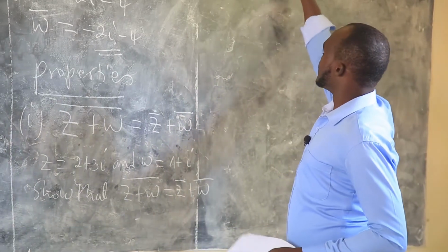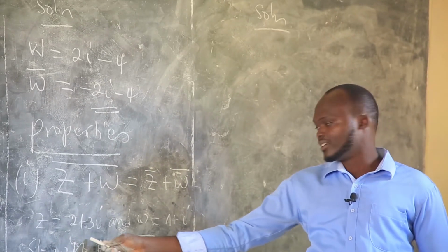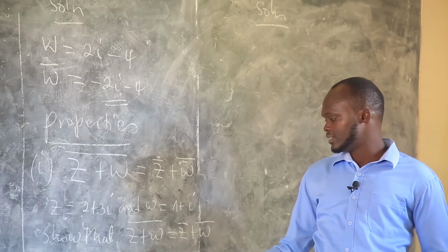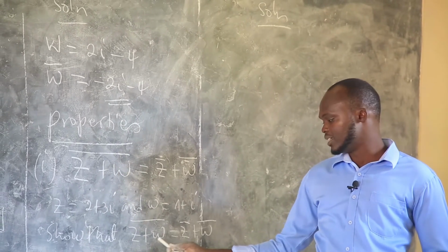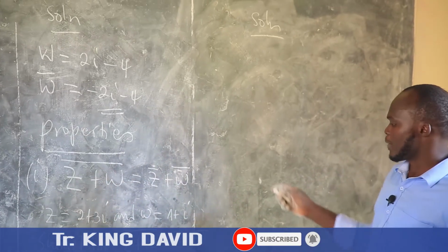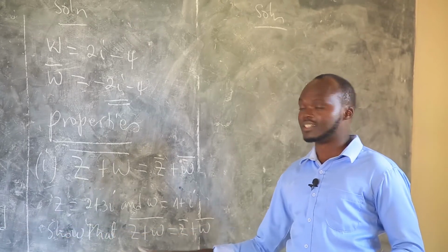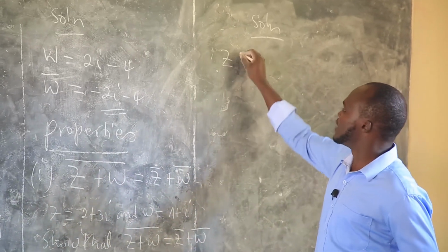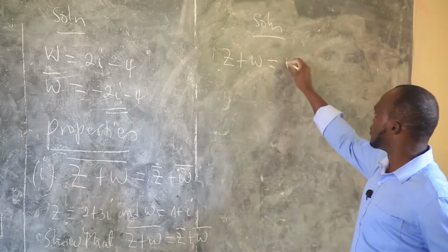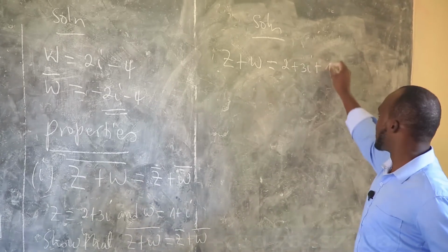Okay, so now, if our Z is 2 plus 3i and our W is 1 plus I, we're going to show that the conjugate of Z plus W is the same as Z conjugate plus W conjugate. So now, let's first get the value of the left-hand side. I'm going to first try Z plus W. Our Z is 2 plus 3i, then plus 1 plus I.